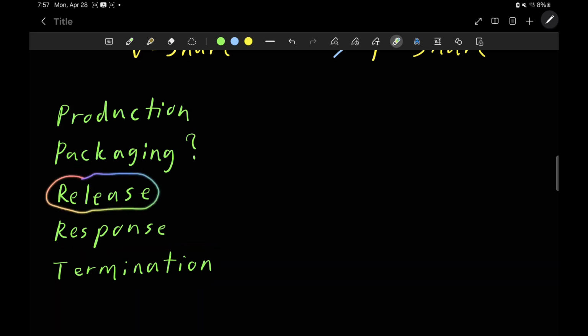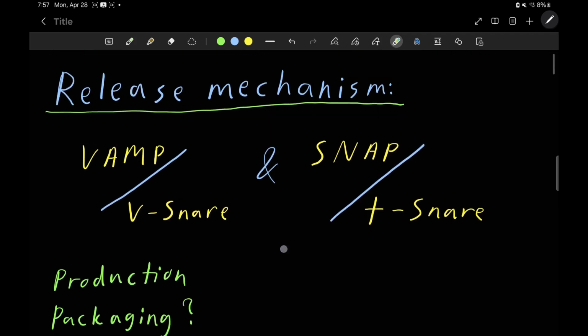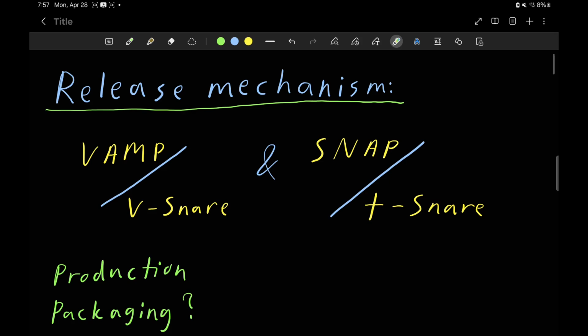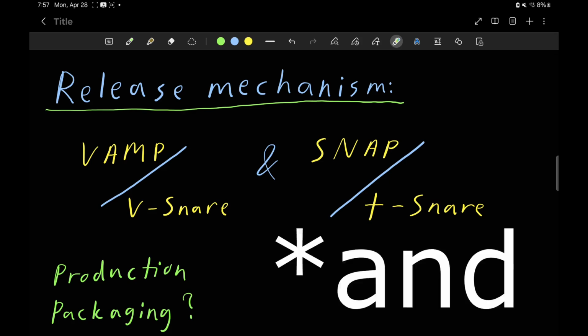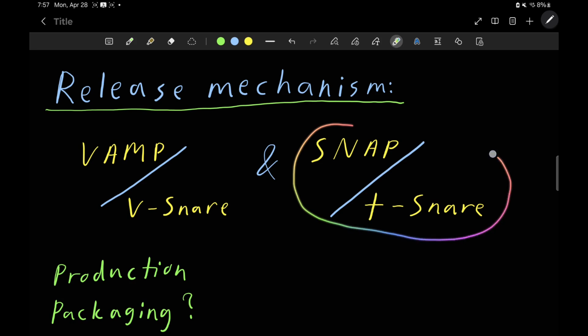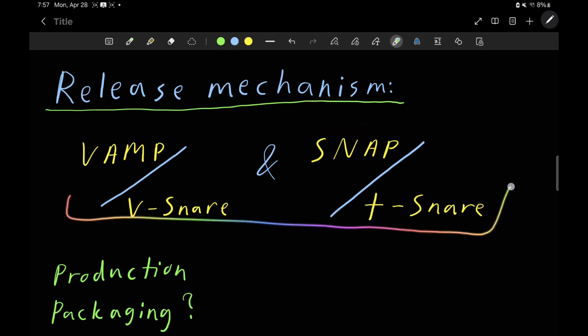After a messenger molecule is packaged, how does it get released from a cell? Well, this is due to some important proteins known as VAMPs/V snares or SNAPs/T snares. So let's take a look at how these proteins work together to allow for the release of messenger molecules. Let's get into it.